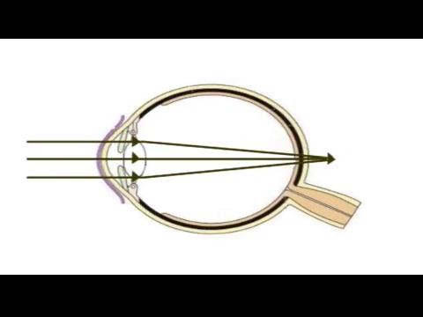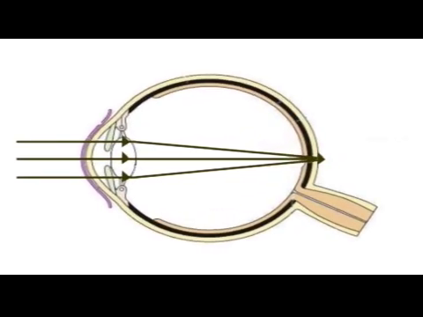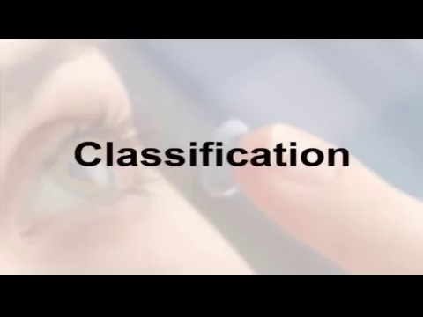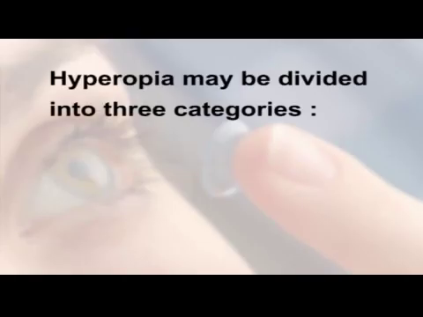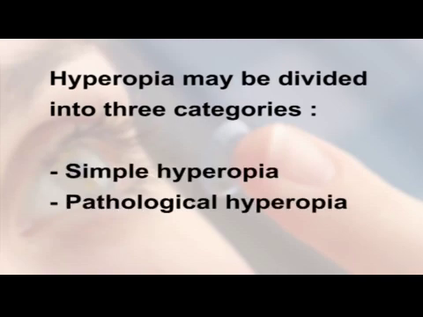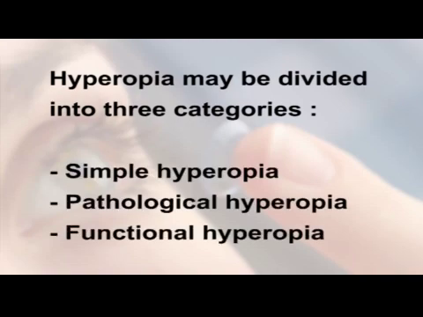Many children who are born with this defect may not notice it until it becomes severe. Some of them outgrow hyperopia in the sense that the eyeball grows to a normal size, thereby eliminating the problem. Clinically, hyperopia may be divided into three categories: simple, pathological and functional hyperopia.